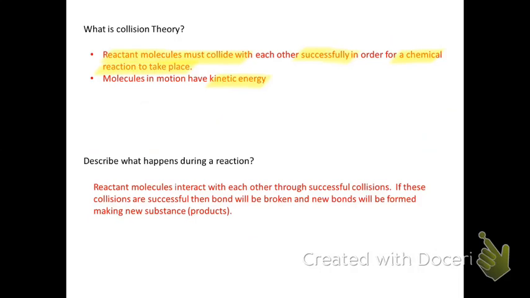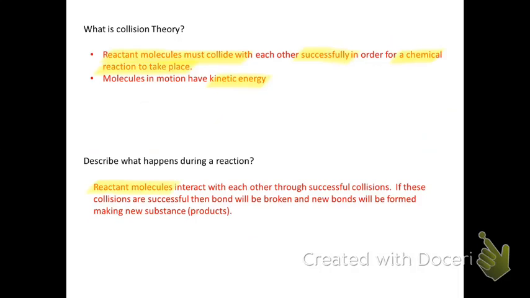And so that's essentially what collision theory really is, that in order for a chemical reaction to even begin to occur, reactant molecules must collide successfully with each other. All right? And this is all due to the fact that these molecules have kinetic energy and are in motion. All right? So now let's look at what takes place then really for a chemical reaction.